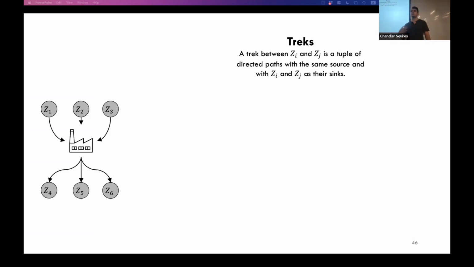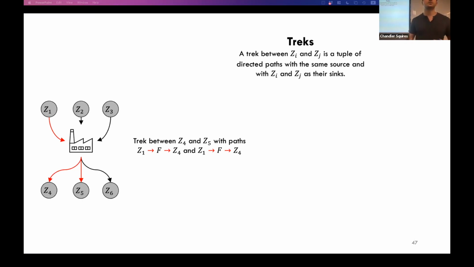To understand what we're doing here, we're going to introduce a little bit of terminology that exposes the low rank structure that these types of models might have. Those familiar with graphs might already know some things about d-separation and how paths between variables relate to d-separation. There's an extended version of this called trek separation. Instead of a path, we're going to be dealing with a tuple of paths. For instance, if you have one path, Z1 through this factory to Z4, and the second in this pair, Z1 through the factory to Z5, the important thing about that tuple of paths is that they share the same source node, Z1. So we would call this a trek between Z4 and Z5.